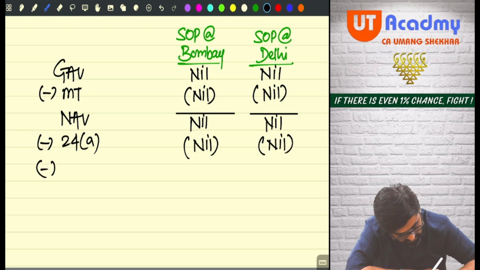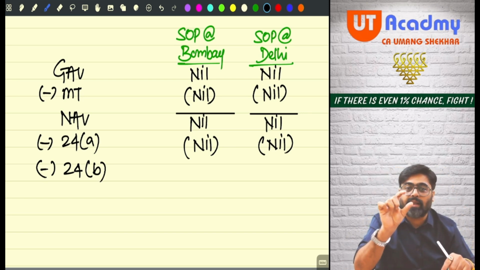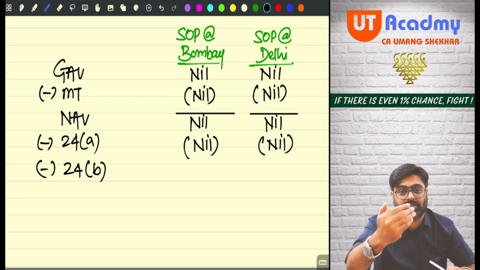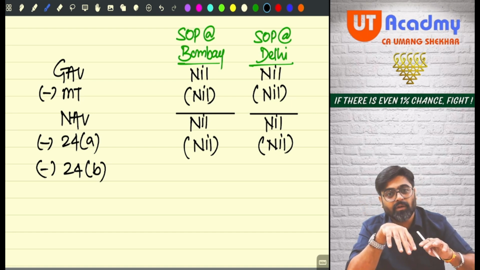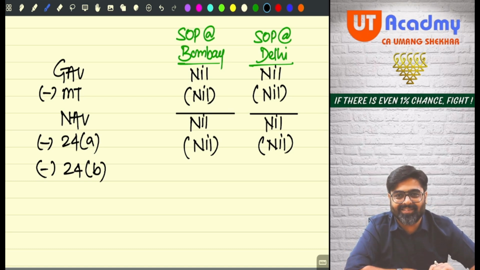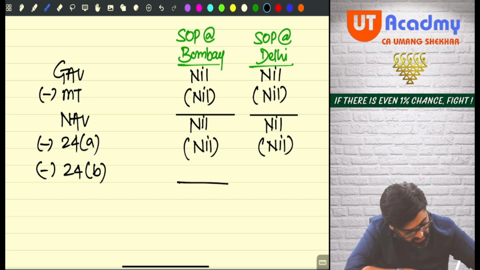Now minus here 24 clause B. They are not telling you to compute the house property income. They are telling you how much deduction will be available under section 24B. That is the question being asked. Getting my point? But we are solving as if they are asking us to calculate the loss from each property. Got it?